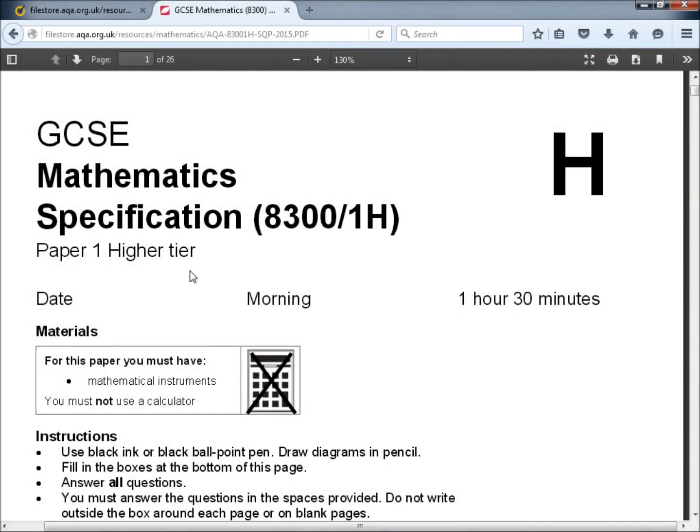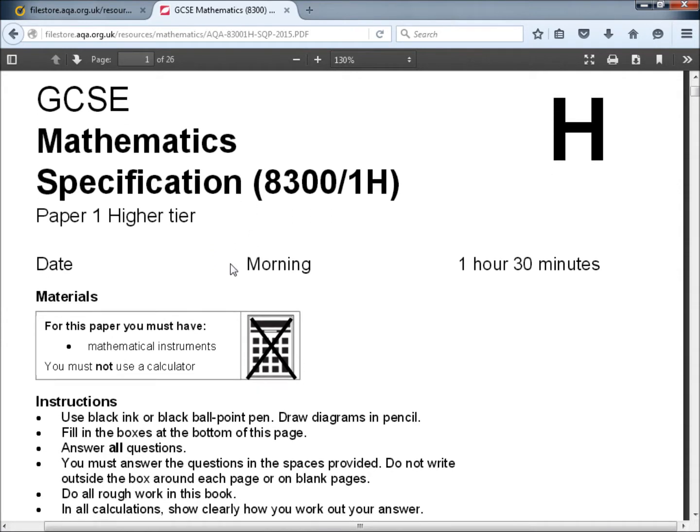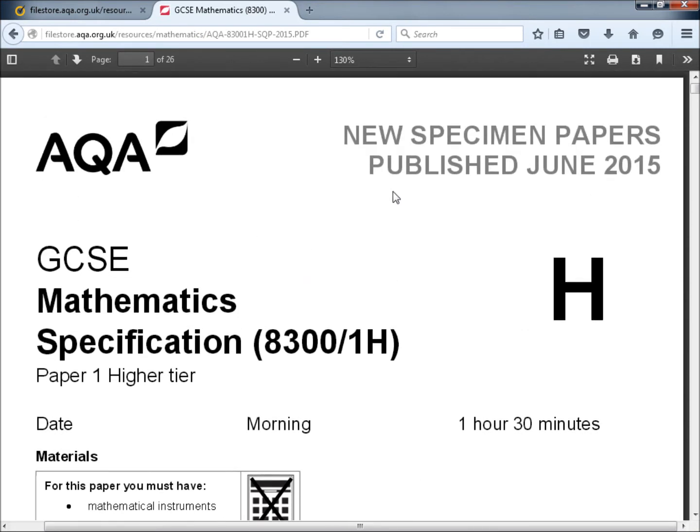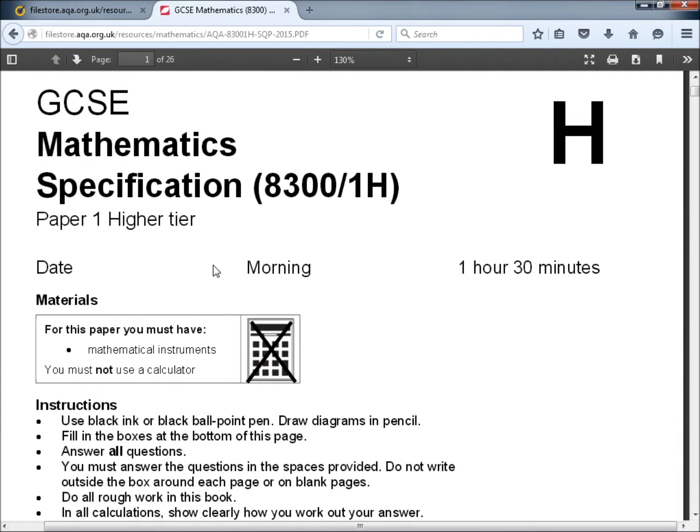Hello and welcome to the new style GCSE papers, the ones that we've had so much controversy about. Okay, in this paper, it's a non-calculator paper. This is only a specimen paper, by the way. It's not an actual exam someone will be taking.